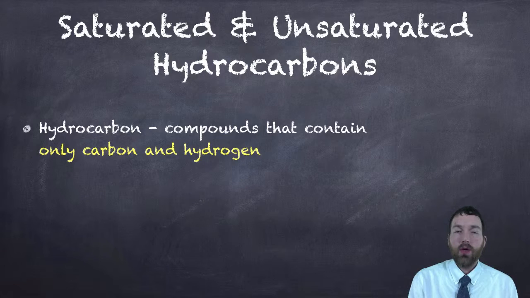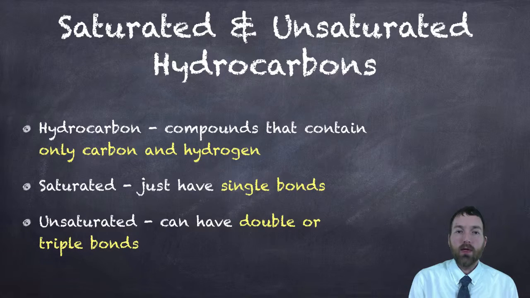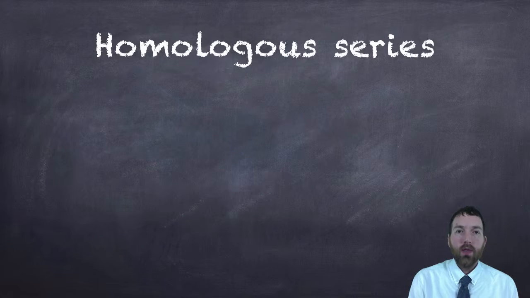And in the world of hydrocarbons, there's 2 subcategories. There are saturated hydrocarbons. These are hydrocarbons that just have single bonds. And then there's unsaturated hydrocarbons. These are hydrocarbons that have double or triple bonds. And you just need to be able to recognize and classify them into these categories.